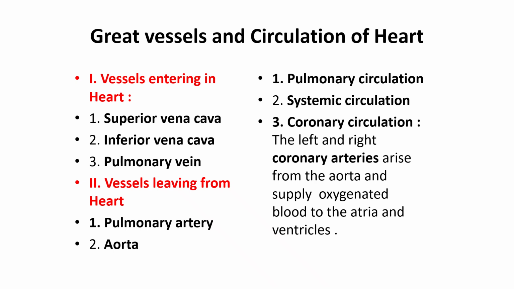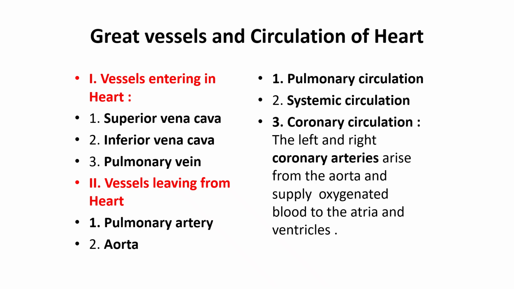The circulation of the heart is mainly of three types: pulmonary circulation, systemic circulation, and coronary circulation. Pulmonary circulation is between the heart and lungs. From the lungs, oxygenated blood is carried through the pulmonary vein and enters the left atrium, and the pulmonary artery carries deoxygenated blood, leaving from the right side of the heart and going to the lungs for oxygenation.